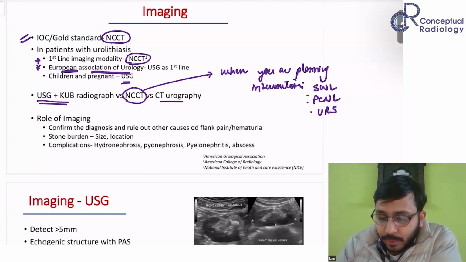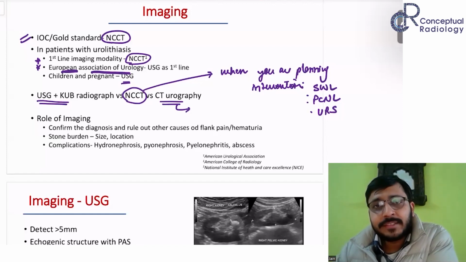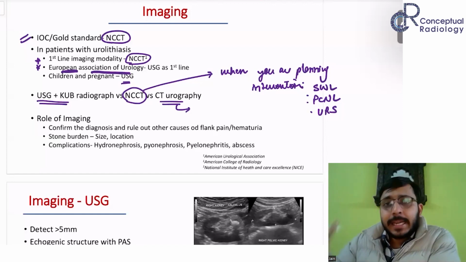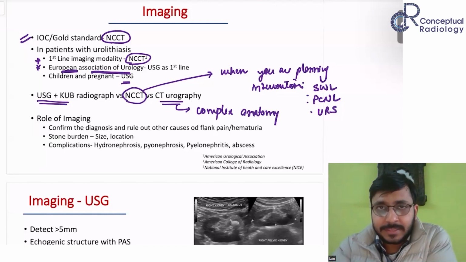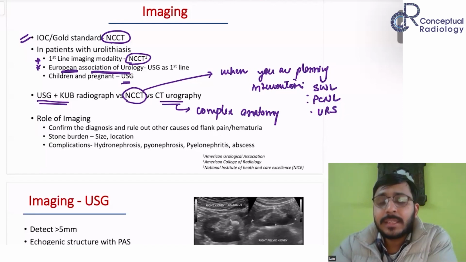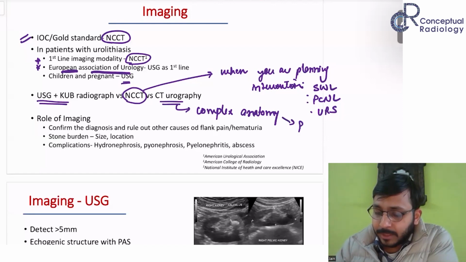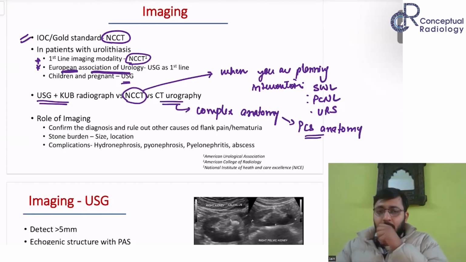Now, when is a CT urography done? So, according to AUA guidelines, CT urography is mainly done when we want to see the collecting system anatomy in detail. So, if it's a complex anatomy, for example, there is a duplication of the PCS, there is a ureteric duplication, or it's an ectopic kidney. In such complex anatomy, you want to see the pelvicalyceal system. You want to see the PCS anatomy as well. So there you do a CT urography.